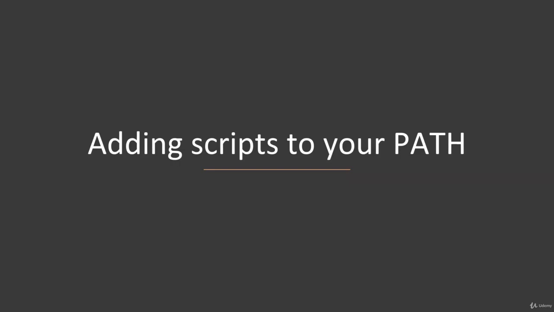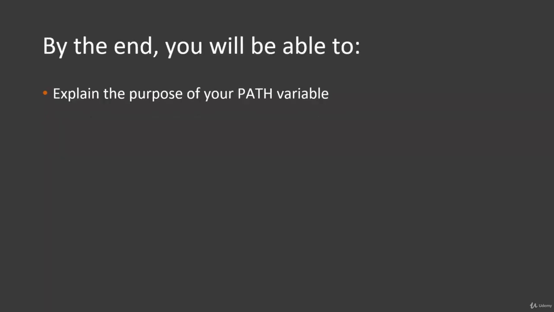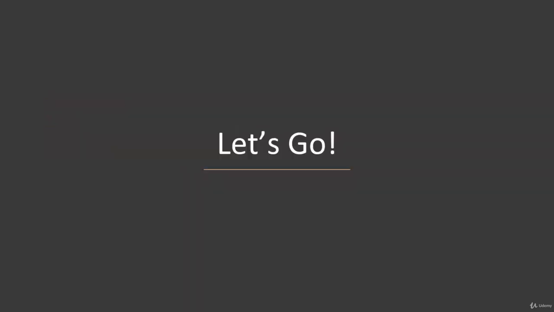on your system. In this video, you're going to learn what the system's path variable is and how you can modify it to make it possible to run your scripts from anywhere on your system, just like you would with regular commands. By the end of this video, you'll be able to explain the purpose of your system's path variable, you'll be able to add new folders to your system's path, and ultimately, you'll be able to run your scripts from anywhere on your system. So, for extra command line comfiness, let's get started.